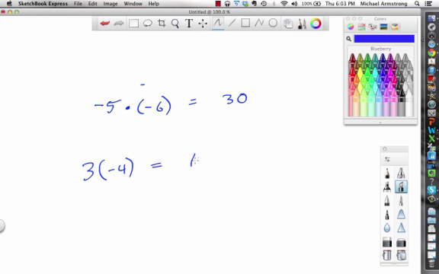And 3 times 4 is 12. But because we have a positive here, it doesn't show a positive, but it is, and we have a negative here, they're different, and that means our answer is negative. Okay? Negative 4, negative 7 times 4.